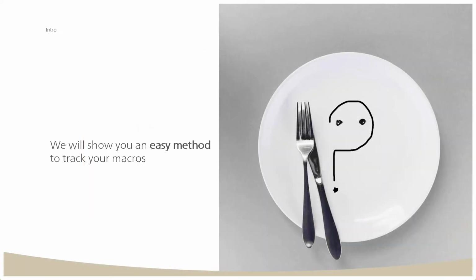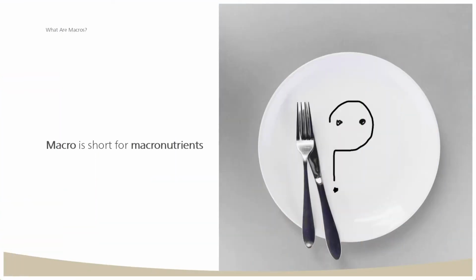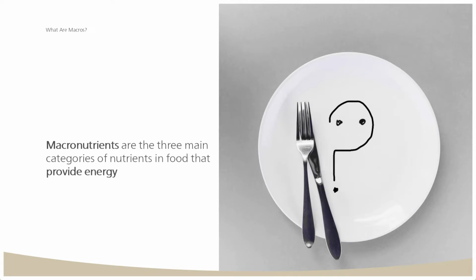We will also show you an easy method to track your macros by planning your meals in advance without the stress of meal prepping. What are macros? Macro is short for macronutrients. Macronutrients are the three main categories of nutrients in food that provide energy. These include fat, carbohydrates, and protein.